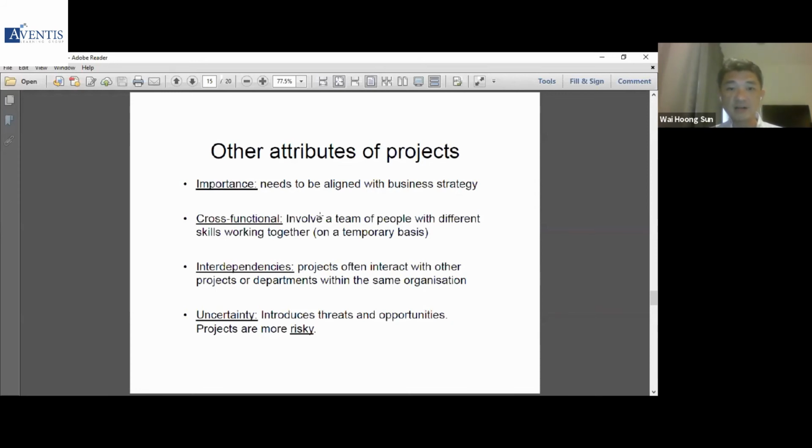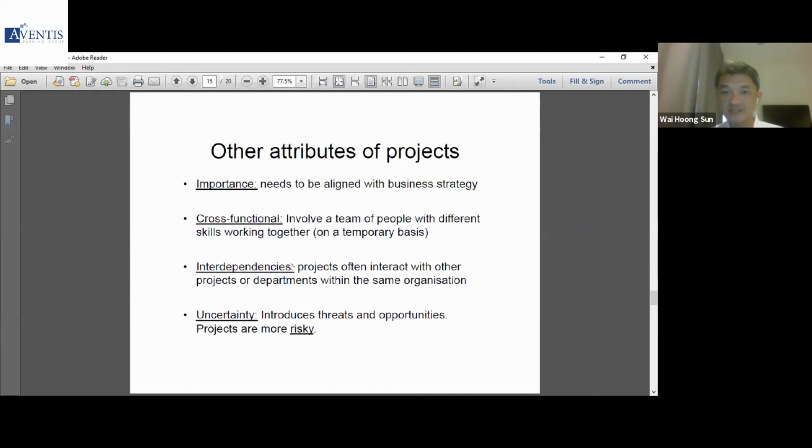Now, projects are cross-functional, right? Because they involve people from different areas. As you have seen in the previous slide, you have 9 key areas. So you need to have people from these 9 key areas to work together, right? Obviously, the most important key areas are scope, time, and cost.